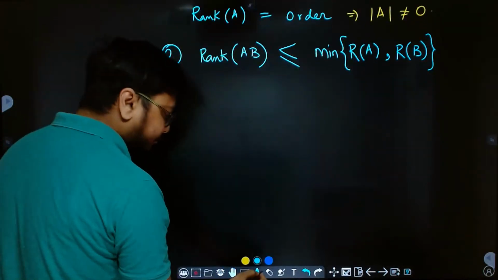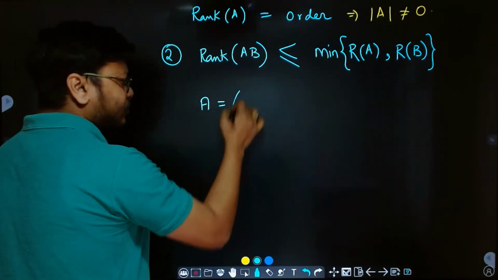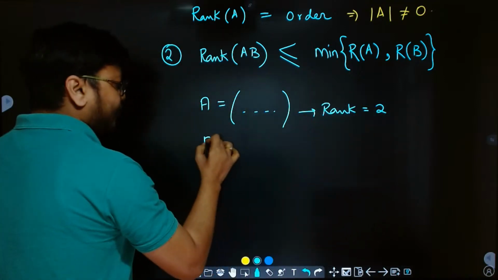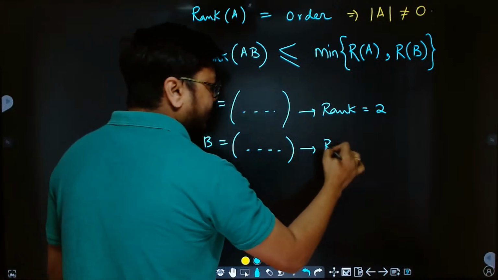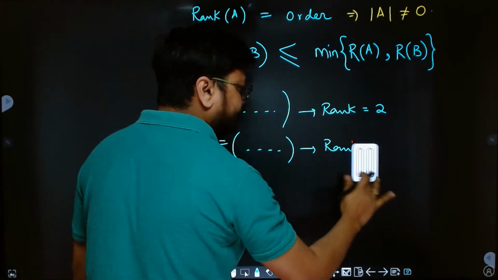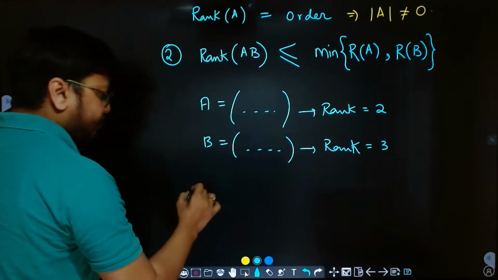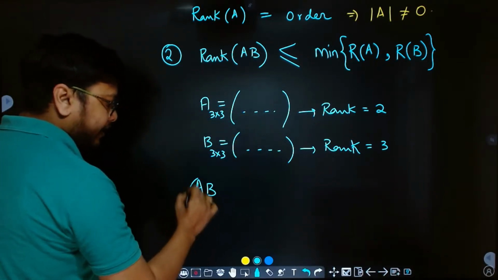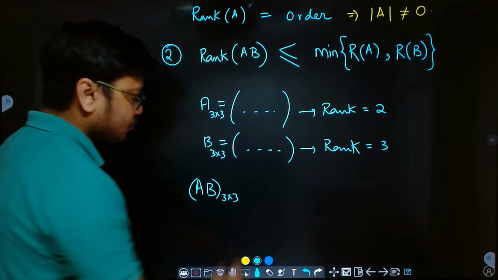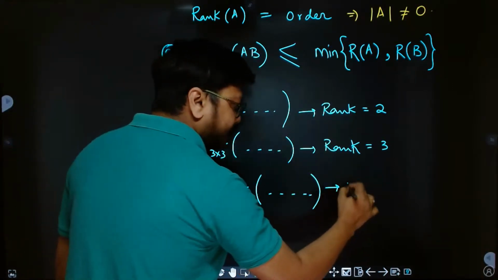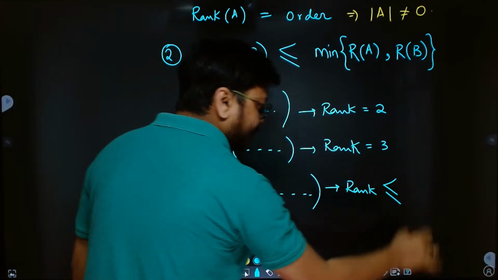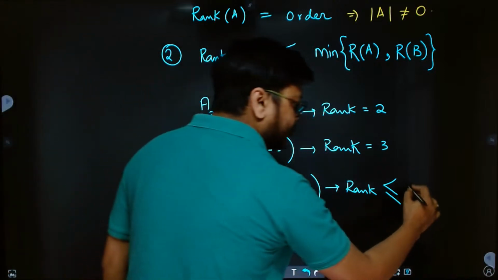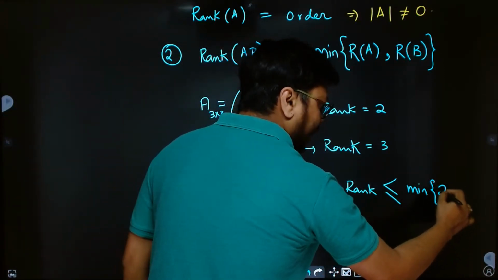Let's say I have a matrix A, whatever that may be, let's say its rank is 2. I have a B matrix, whatever that may be, let's say its rank is 3. Now if I take A into B, and let's consider these are all the same order, 3 cross 3. So the AB matrix is also a 3 cross 3 matrix, whatever that matrix be, we can say that its rank must be less than or equal to the minimum of rank A, rank B.